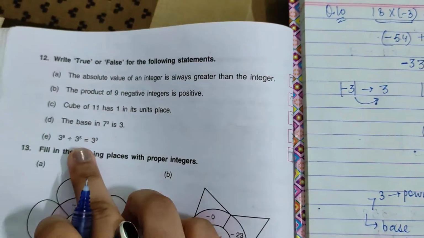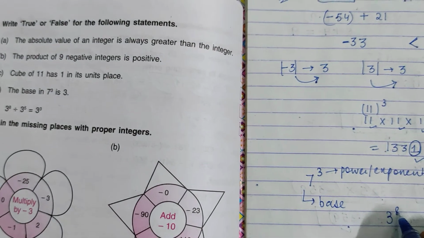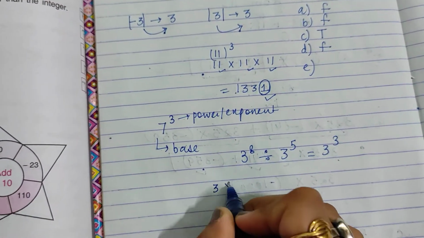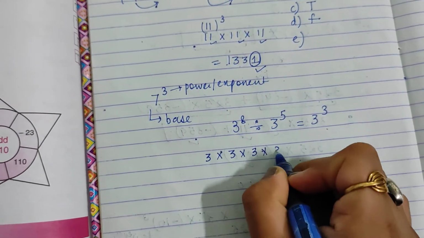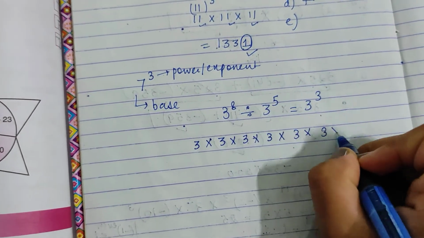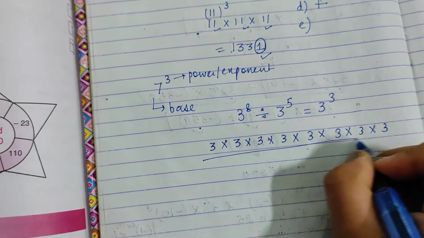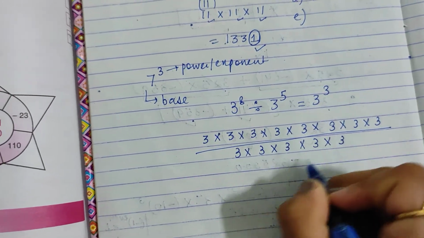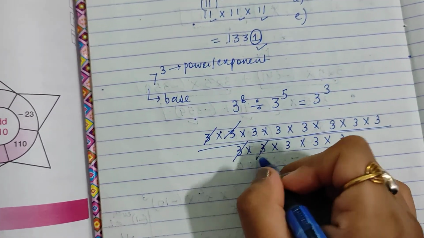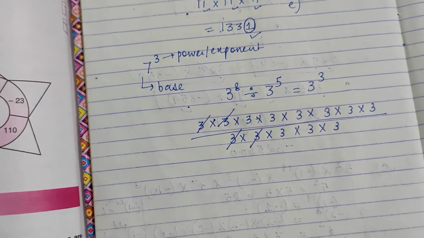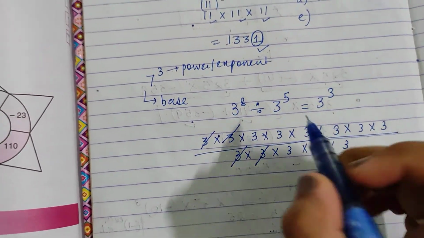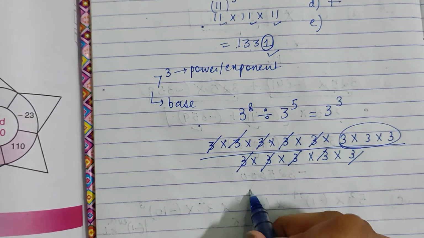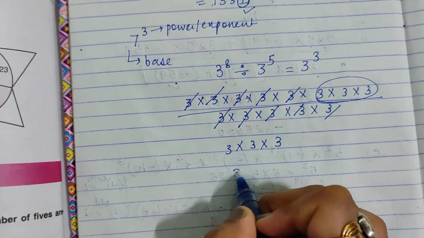Coming on to the E part. 3 raised to the power 8 divided by 3 raised to the power 5 will give you 3 raised to the power 3. See, divide can also be written as a fraction, as I had told you in the power topic. So 3 raised to the power 8 means 3 multiplied 8 times, and 3 raised to the power 5 means 3 multiplied 5 times. When we divide them, we can cut the same. We have done the cutting in the fractions unit in class 5, so we can cut them. When you cut them, you will be left with three 3's. So 3 into 3 into 3 is your answer, which is 3 cube.